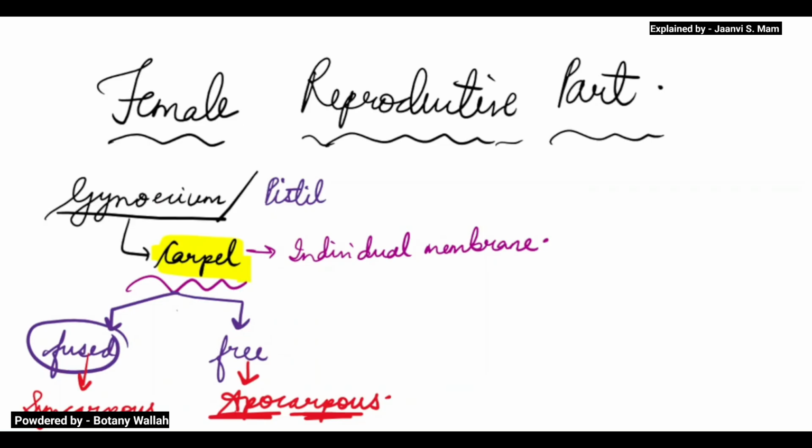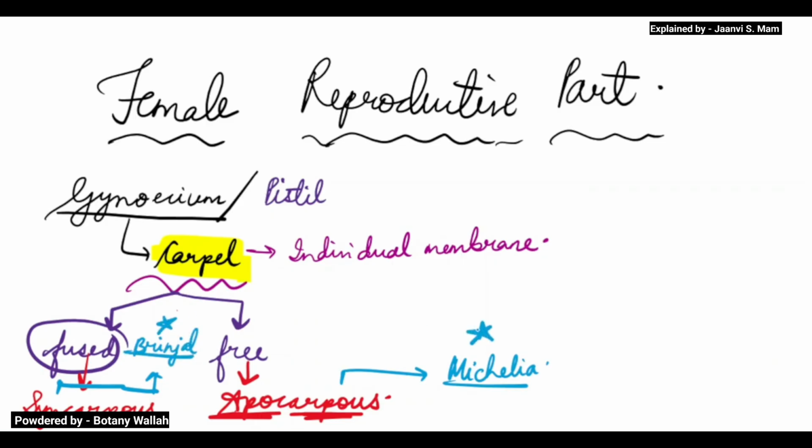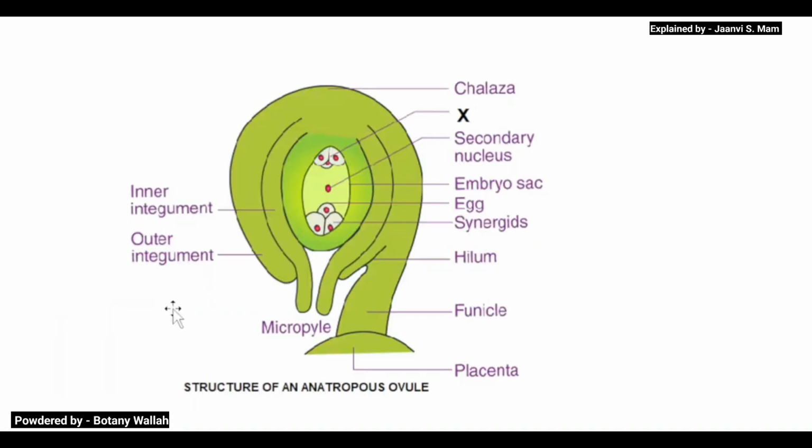So the example for apocarpous is Michelia, and for syncarpous, the example is brinjal. So you should know at least this much of examples, okay. So this is the basic which I have taken till now. Now let's proceed forward. So let's come towards this anatropous ovule, okay.